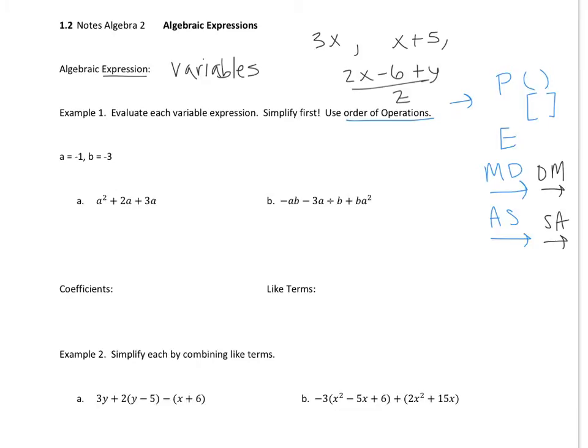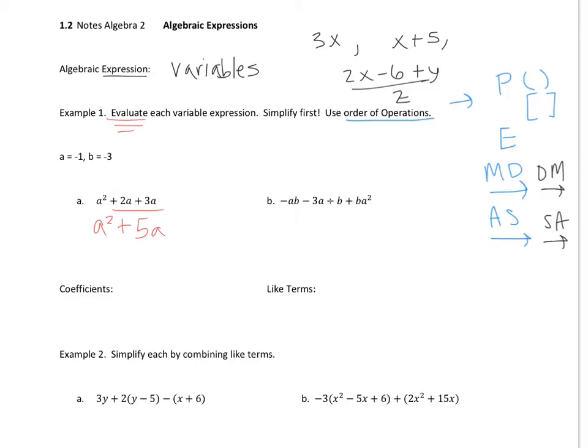So, like I said before, you always want to simplify first. Before I plug in -1 and -3, I'm going to see if there's anything I can combine. Right here, I have a squared, 2a, and 3a. 2a and 3a are like terms. They have the same variable and the same exponent. This one has a different exponent, so a squared is not the same as these. So I can combine these two. Now I'm going to write a squared plus 5a, since 2a's and 3a's is 5a's.